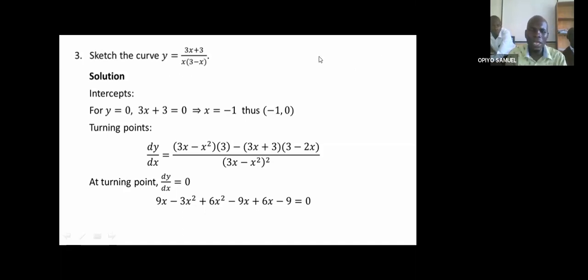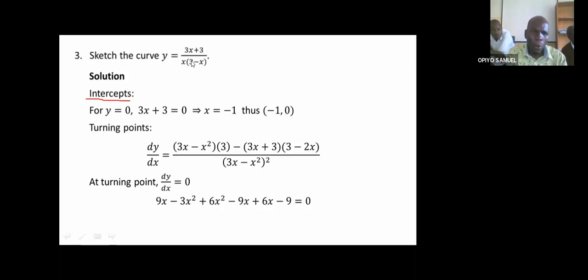1, we need to determine the intercept. We have to determine the intercept, and the intercept is when y equals to 0. When y equals to 0, we shall have 0 equals to 3x plus 3 out of x times 3 minus x. The denominator will disappear. We remain with 3x plus 3 equals to 0. And we get x to be -1. Y is already 0. This will give us the point -1, 0.